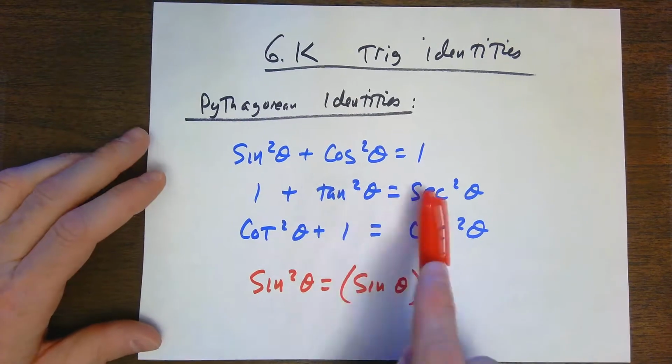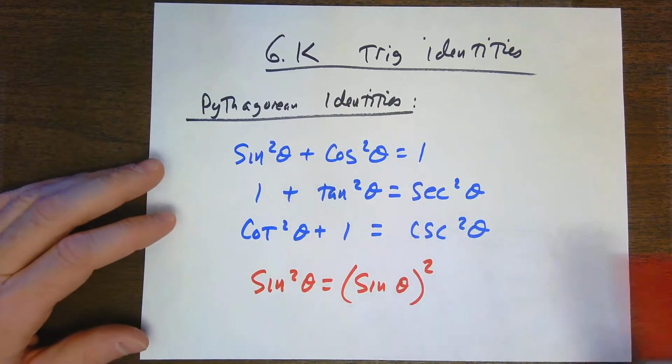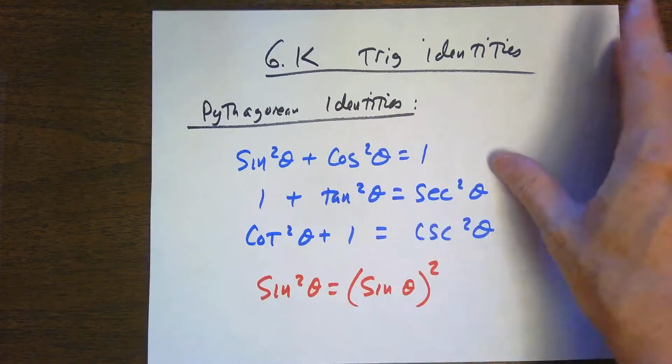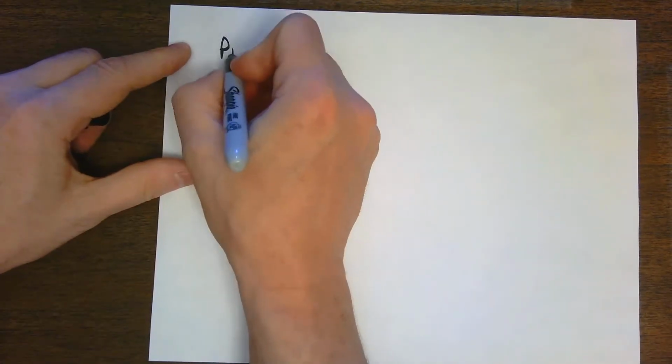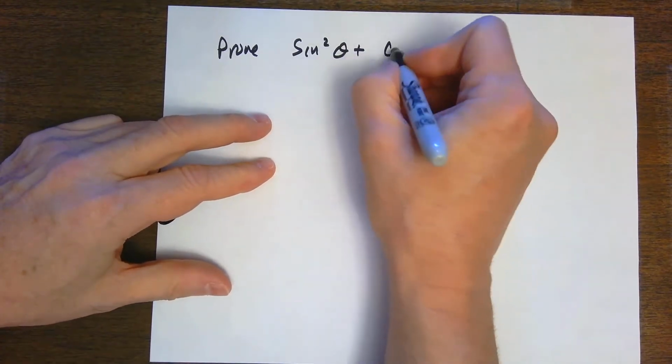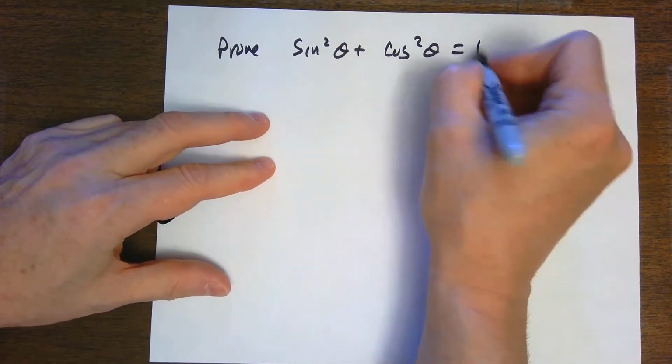All right, so before we actually start using this, let's just prove one of these. And if I was in class, I would say, which one do you want to do? And we could pick one. It really doesn't matter. Once you've seen the proof to one of them, you can figure out the other ones. Let's do sine squared plus cosine squared equals 1. Let's prove it. Prove that the sine squared of an angle plus the cosine squared of an angle is always 1.